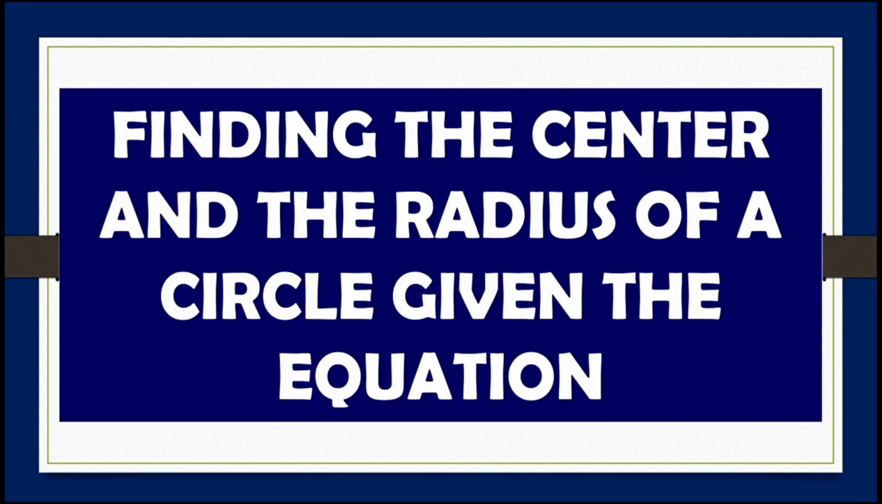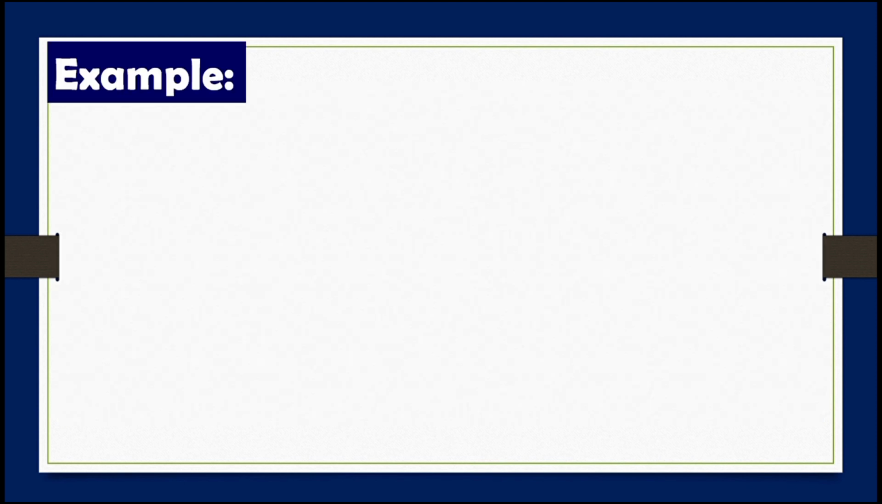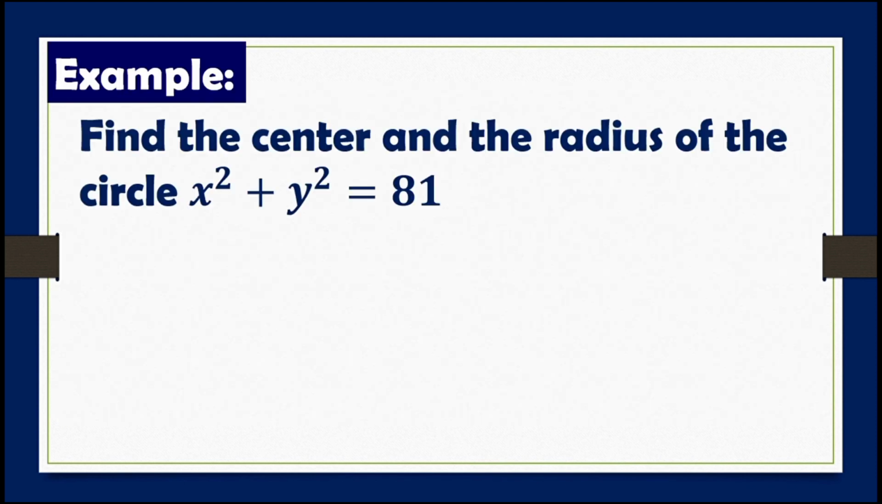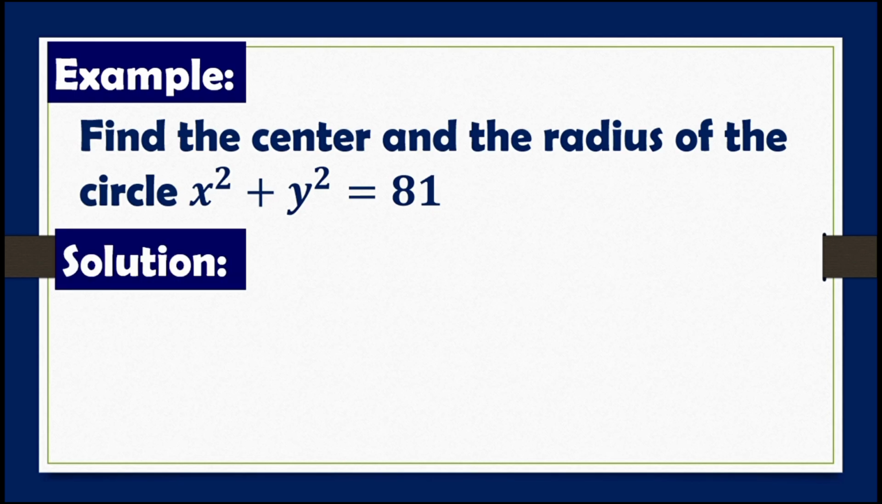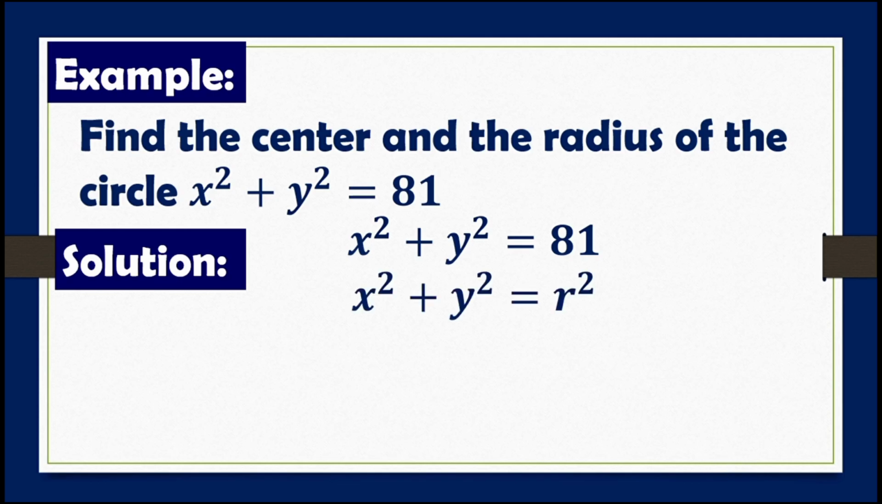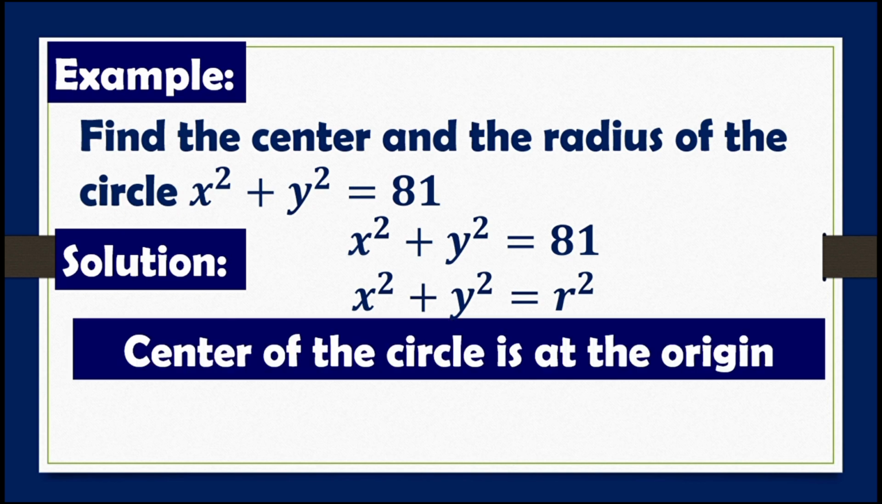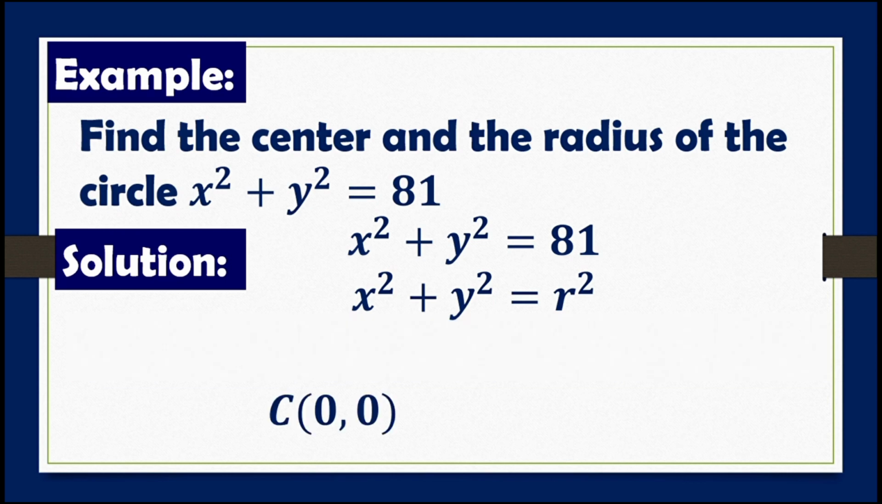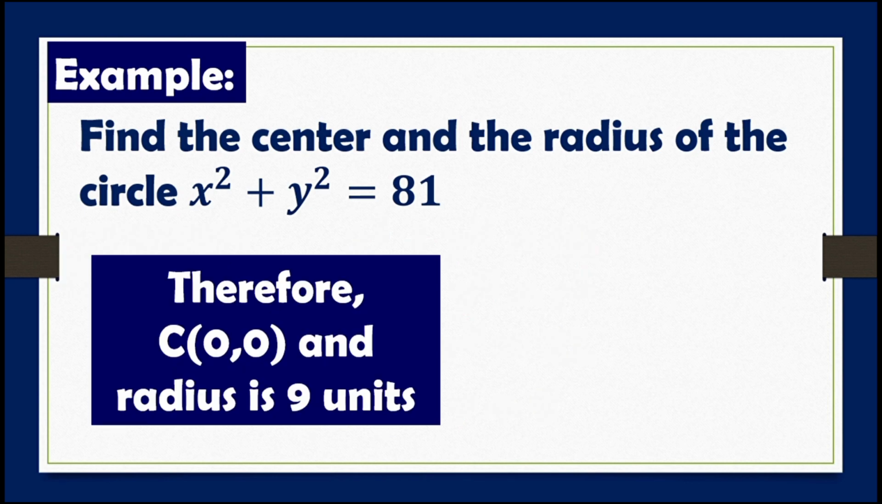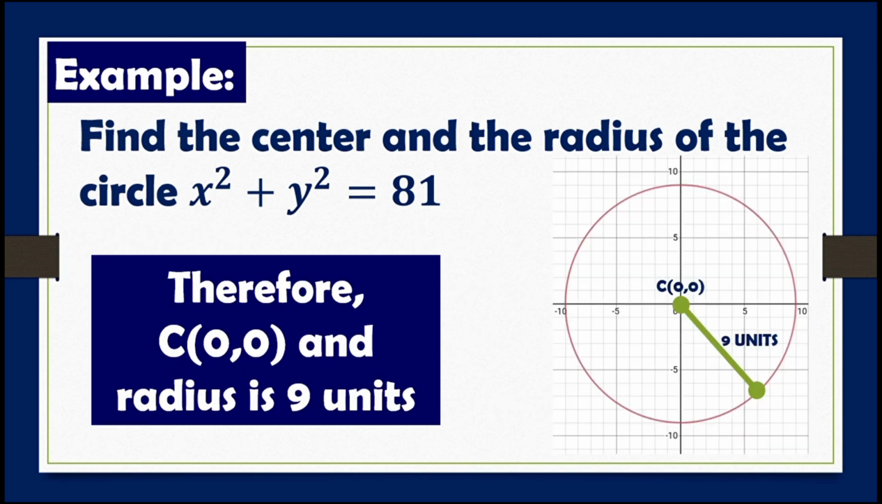This time, let's find the center and radius of a circle, given the following equation. Let us have our first example. Find the center and the radius of the circle x squared plus y squared equals 81. So what would be our solution? The equation given is x squared plus y squared equals 81, and that is similar to x squared plus y squared equals r squared, where the center of the circle is at the origin. In this case, the coordinates of our center would be 0, 0, while the radius is equal to 9. So therefore, the center is at 0, 0, and the radius is 9 units.